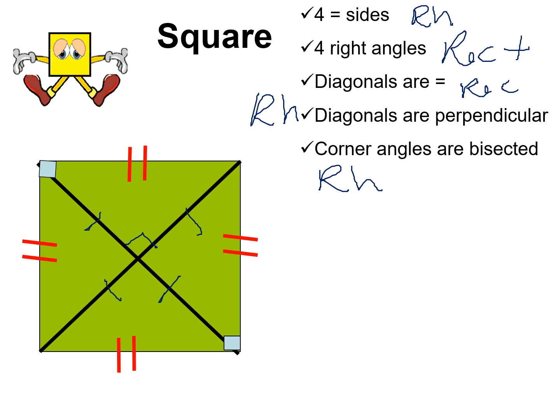That's rhombus. Now how much is a corner? 90. So if that 90 gets bisected, cut in half, it's always going to be 45 and 45. They can't have any other angles on there if it's a square. Every single corner, every time, is going to be 45. And that's the only one that'll happen.